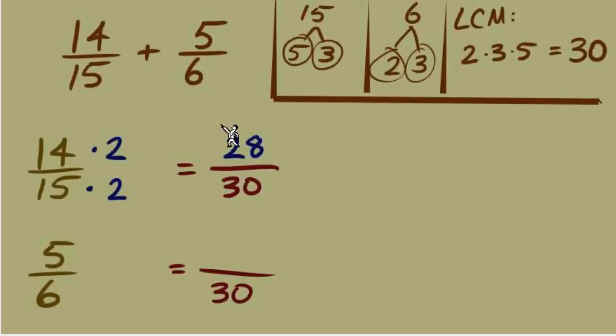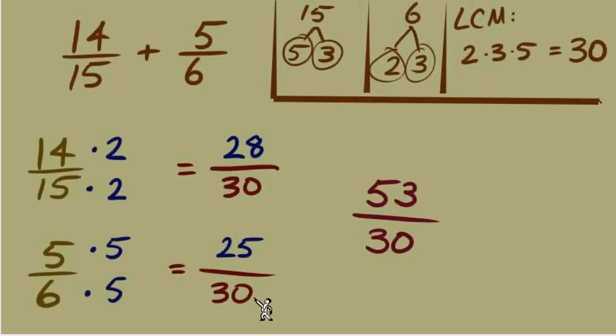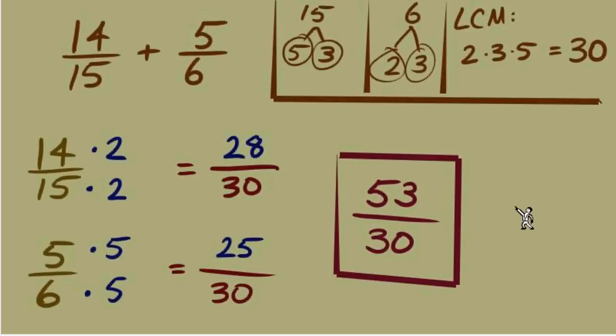And our 14 times 2 gives us the 28. With 5 sixths, we needed top and bottom times 5. 5 times 5, 25. All right, we know about our answer. It has denominator of 30, and its addition, the 28 plus 25, gives us 53. And as it turns out, 53 is a prime number. There's no simplifying we can do. It's our final answer in lowest terms, 53 thirtieths.